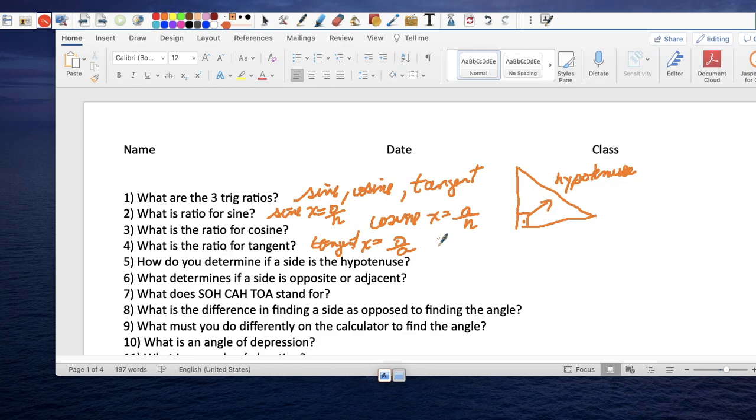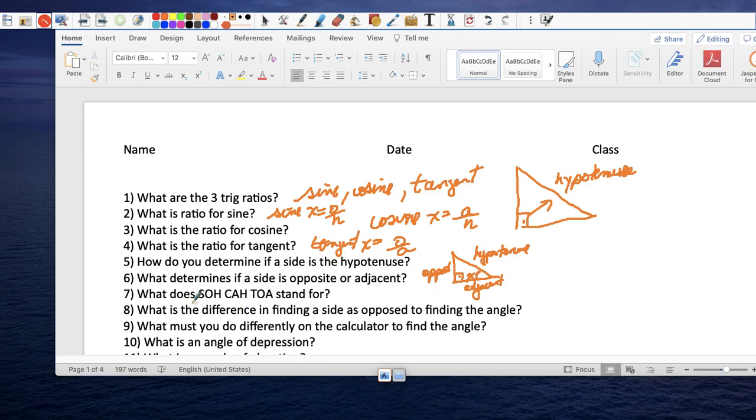What determines if the side is opposite or adjacent? Well, it depends on the angle, right? So again, let's draw another triangle here. And let's talk about this angle. Let's call it angle X for now. Well, opposite of angle X would be this guy, right? The hypotenuse is the side opposite the 90-degree angle, and obviously the adjacent would be this side next to the angle in particular that we're referring to.